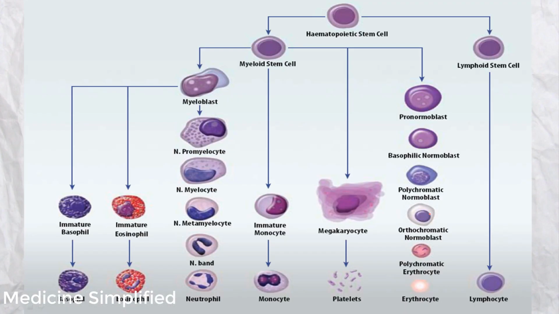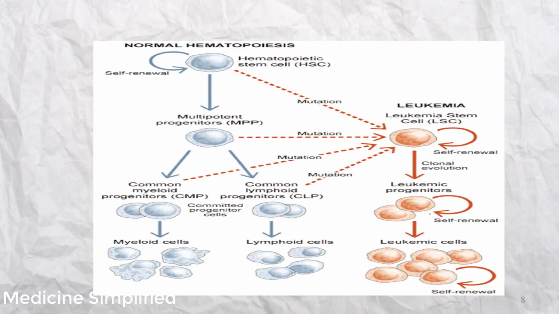We all know that blood cells are developed from hematopoietic stem cells, which can be classified into myeloid stem cells and lymphoid stem cells. Leukemia can be caused due to mutation in hematopoietic stem cells or myeloid stem cells or lymphoid stem cells.